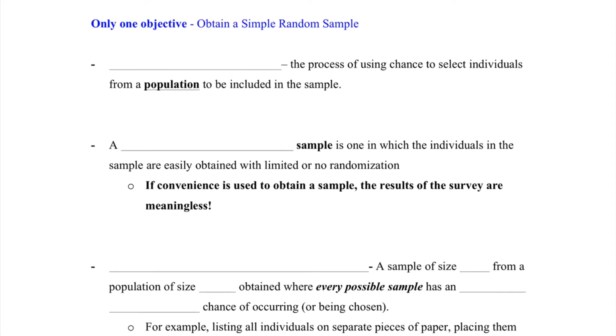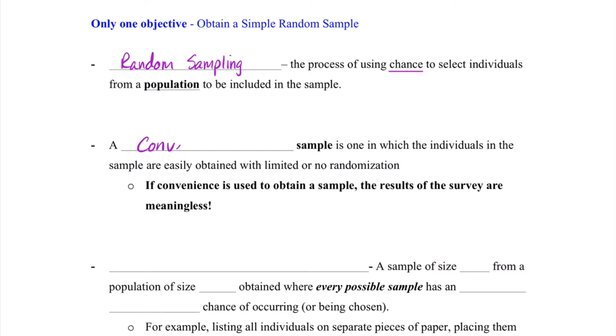Heading into our objective then, we want to be able to obtain a simple random sample. Well, first we need to introduce what is random sampling. Now, random sampling is the process of using chance to select individuals from a population to be included in a sample. The idea here is chance allows us to hopefully be unbiased on our end as much as we can.